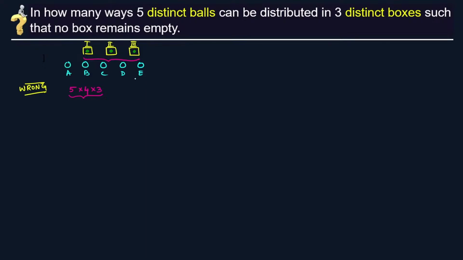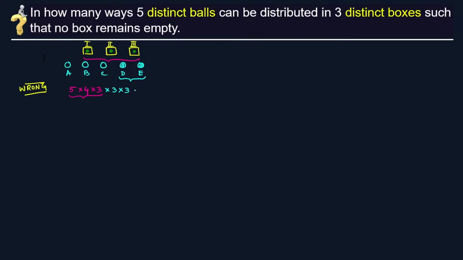Let us say we are left with these 2 balls D and E, for example. Now the ball D can be placed in any of the 3 boxes, so that can be done in 3 different ways. Again, ball E, which is the last ball we have, can also be placed in these 3 boxes in 3 different ways, because it can go to any of these 3 boxes.